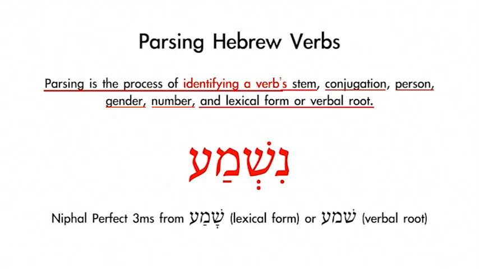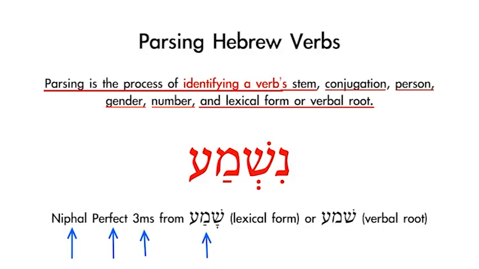Look at the example below, nishma. That verb, nishma, is nifal, perfect, 3ms, from the lexical form shama, or the verbal root simply shin, mim, ayin. Some instructors will prefer you to list the lexical form. Some instructors will prefer that you list the verbal root. You can do either. As you see below, in the parsing, we identify the verb's stem, nifal, its conjugation, perfect, its person, gender, and number, 3ms, and its lexical form.